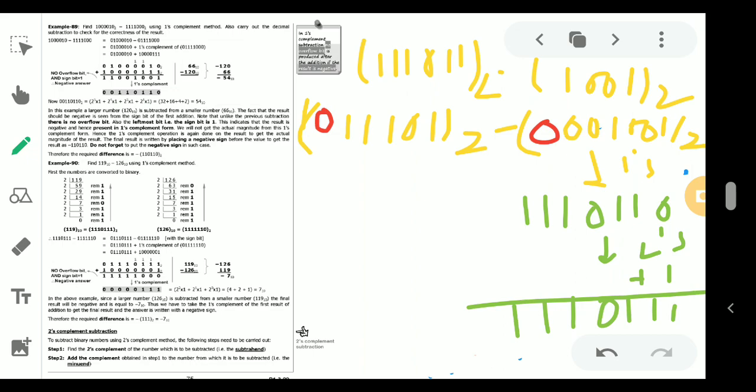This number now needs to be added with the first number, and only then I am getting my desired result. So now I am erasing this top portion.